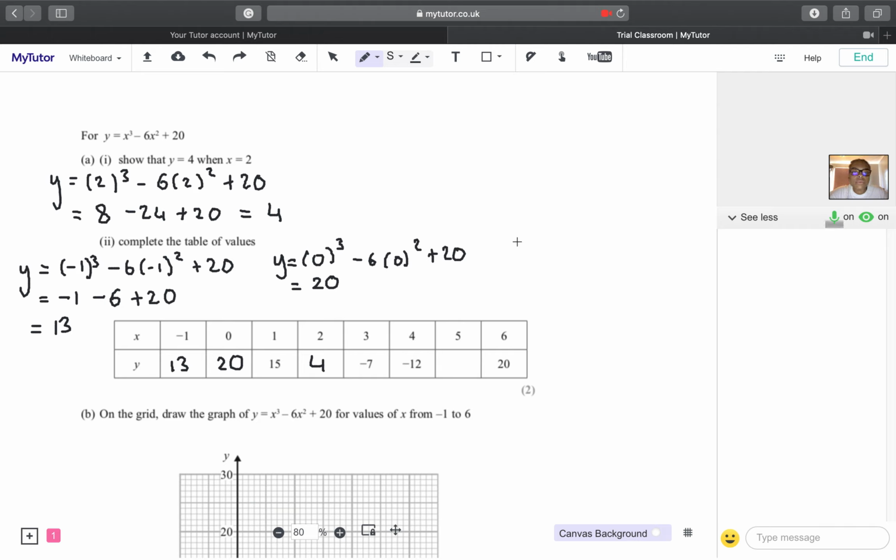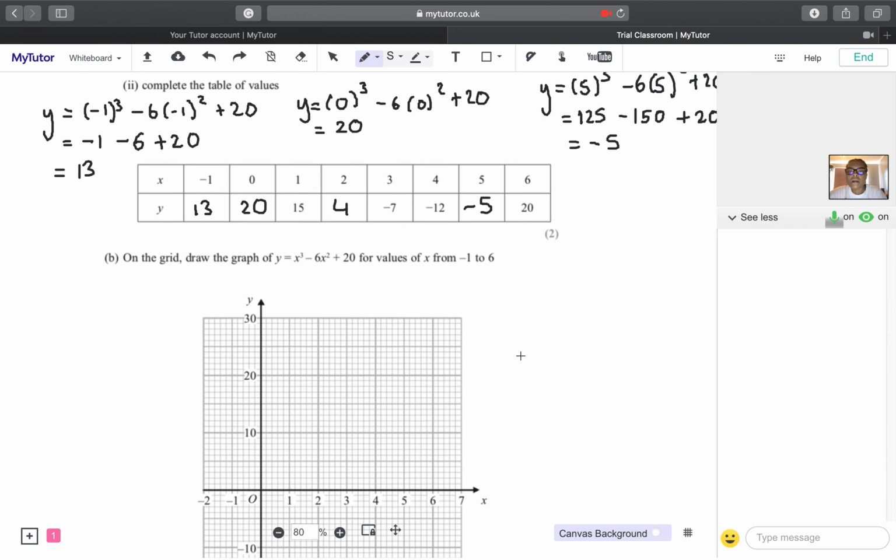And then our final one is when x equals 5. So let's substitute in x equals 5. So 5 cubed is 5 times 5 times 5, which is 125. Then we've got minus 6 multiplied by 5 squared. 5 squared is 25, multiplied by minus 6 is minus 150. Then add 20. So when we calculate this, we get minus 5. So minus 5 is our last answer in the table.